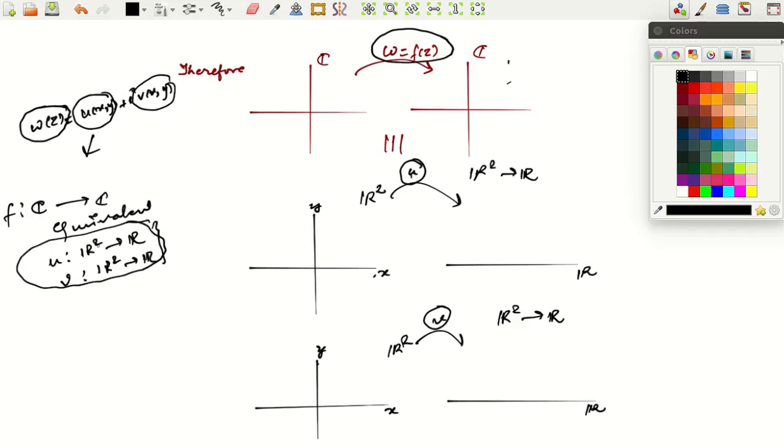So you have to know that if you want to study a complex function, you have to study these two functions. Both these functions are from R2 to R. So in this video we have seen that studying a complex function is equivalent to studying two real valued functions which are functions of two variables x and y. Thank you.